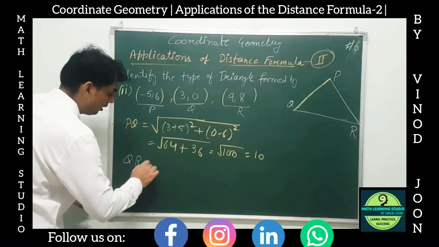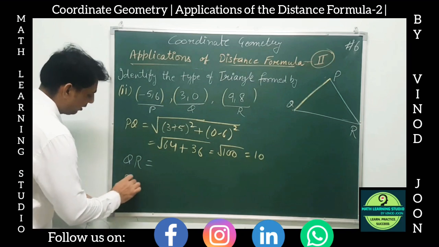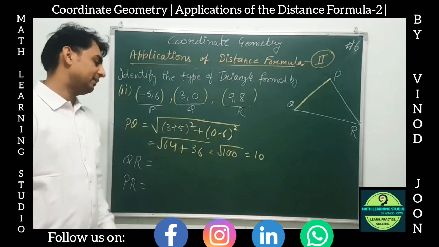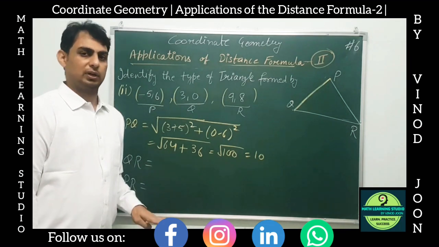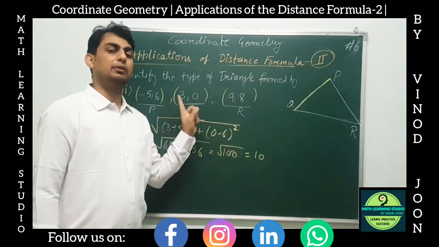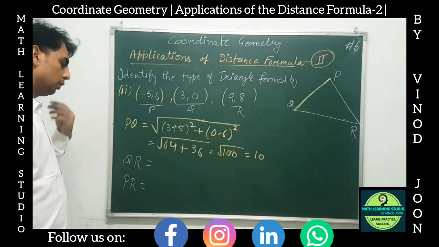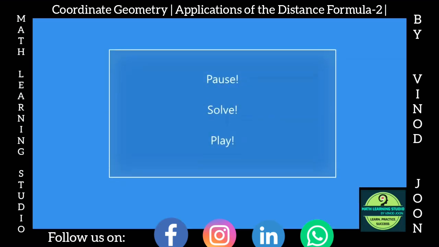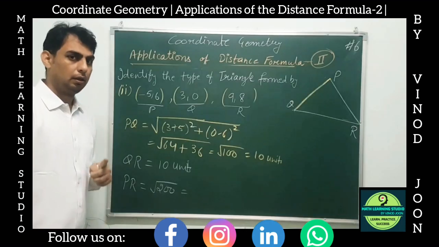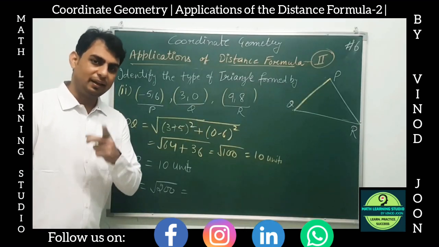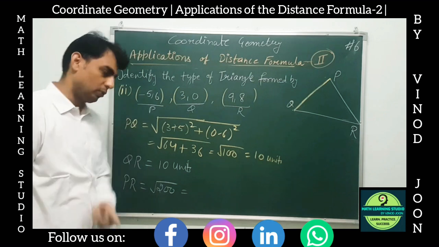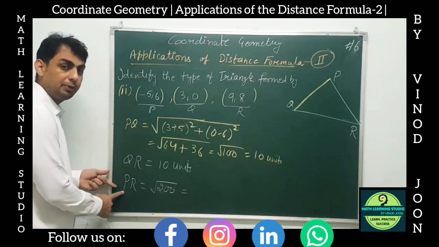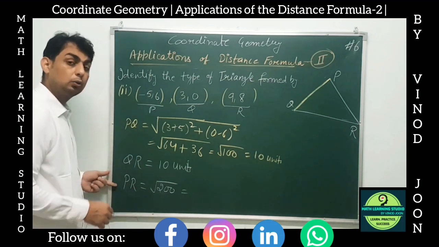Then the value of QR and the value of PR. Again, you know what to do? Yes. Pause the video here and find the values of these two as well. Again, we apply the distance formula for QR and for RP. You will get what? Just pause the video and find out. I'm sure you have not cheated and found these two answers on your own. And you would have got these two only. So QR is equal to 10 units and PR is equal to root 200.